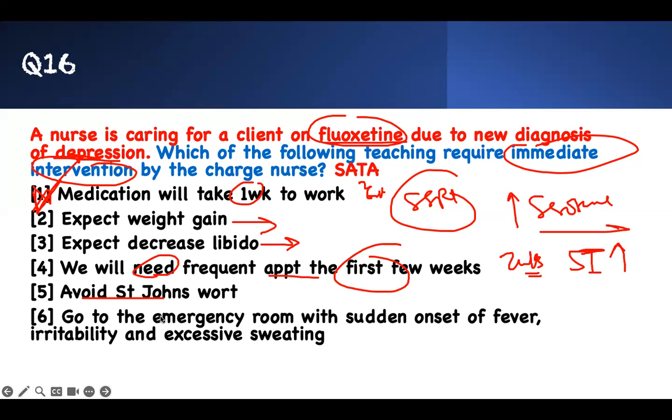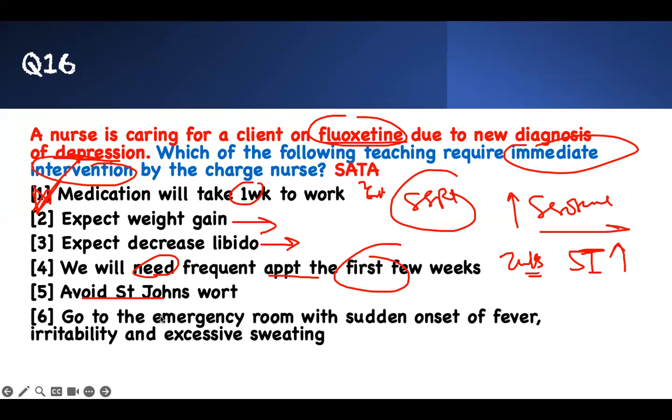Go to the emergency room with sudden onset of fever, irritability, and excessive sweating. Look at it. All of a sudden, my temperature is up. I'm hot. Everything is up. And I'm taking what? SSRI. I'm using buzzwords so that when you're taking the test, you can hear me talking about it. You hear my voice, right? I'm taking an SSRI. All of a sudden, I'm hot. Everything is up. Irritability, sweaty. What do you think? That's serotonin syndrome.